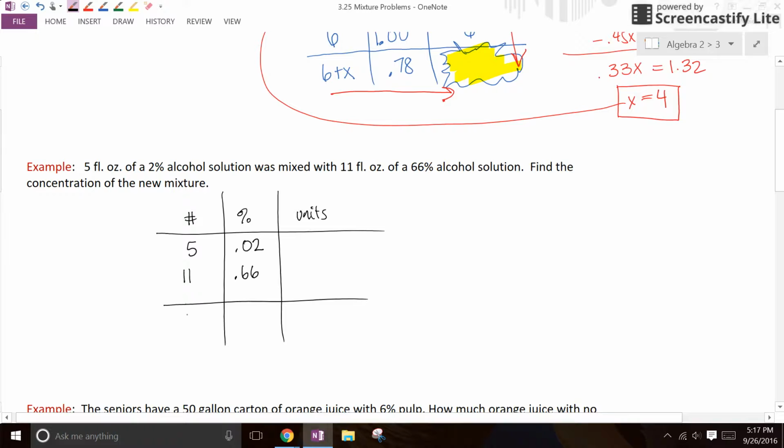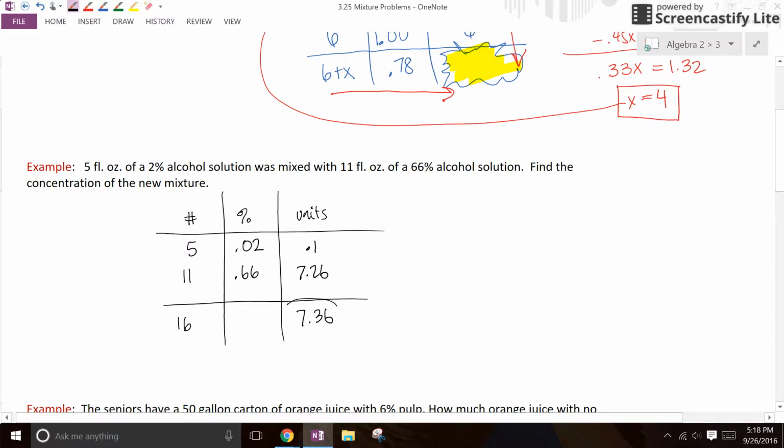So again, adding straight down, this is 66. I'm sorry, this is 16. And multiplying across, if I take 0.02 times 5, that would get me 10, but with the decimal would be 0.1. And 0.66 times 11. Let's grab that boy. And that is 7.26. And now I add that down, so that's 7.36.